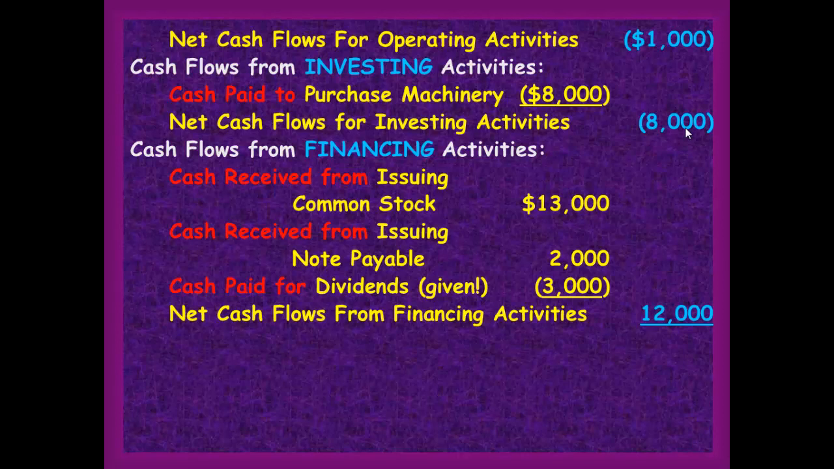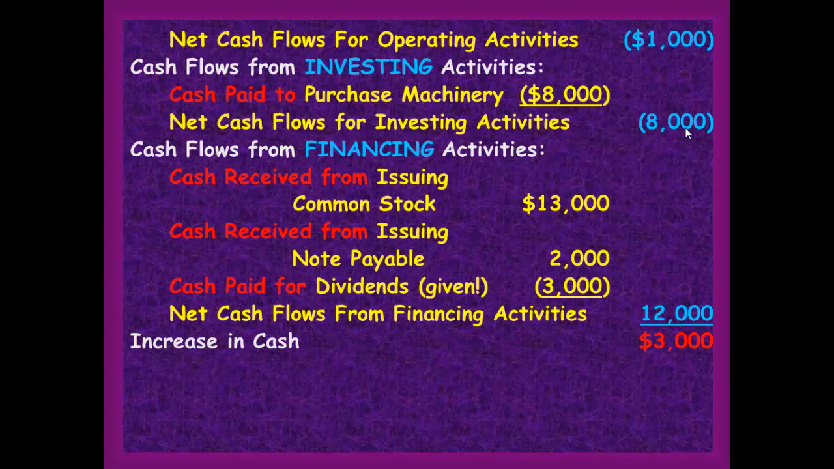So now we finished all 3 sections: operating, investing, and financing. It's the moment of truth. We add them all up. Minus 1, minus 8, plus 12 adds up to $3,000. In this case, it's a positive number, so that is an increase in cash. Will it always be an increase in cash? Not necessarily. We hope it would be. We'd like for that number to be positive. We'd like for it to be large. Okay, but it isn't always that way.